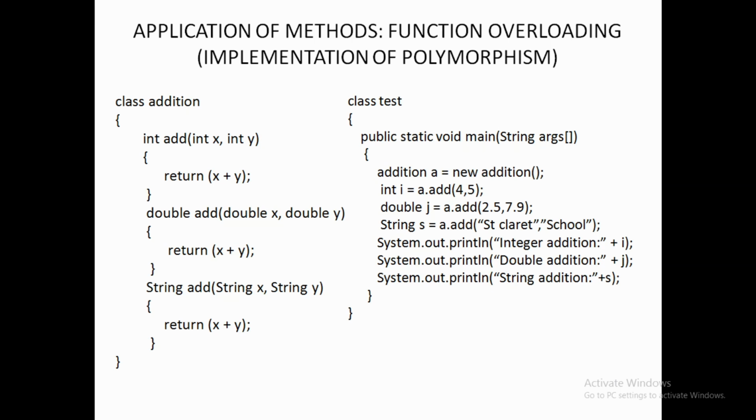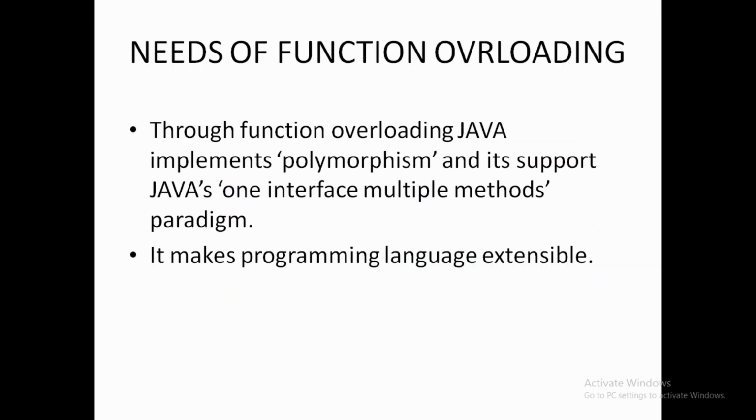Again, we will go back to the function overloading example. Using function overloading, we make the add function work for integers, for double, and for string. If the function overloading property is not available, then we have to write three different functions for the three different needs. Hence, using function overloading, we are able to extend the functionality of a single function. Hence, function overloading makes the programming language extensible.